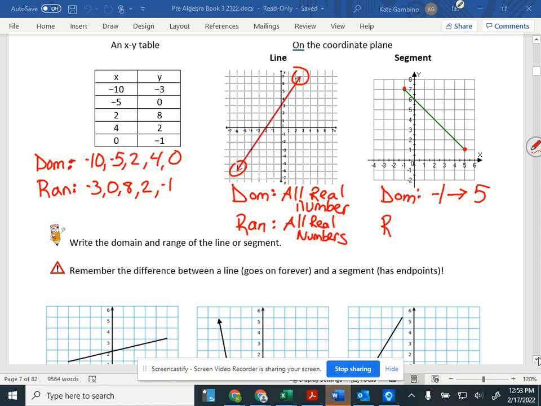For the range, what would our range be? 1 to 7. Because we start here and we can go up to 7. So it's any number from 1 to 7. Can't be 0. 0 is not part of our segment for the Y. Can't be 8. Not part of the segment. Okay, so you have to pay attention. Is it a line or is it a segment?